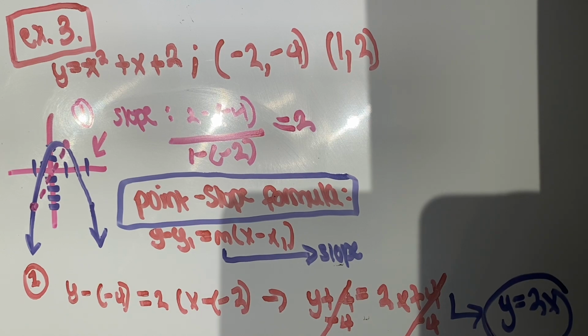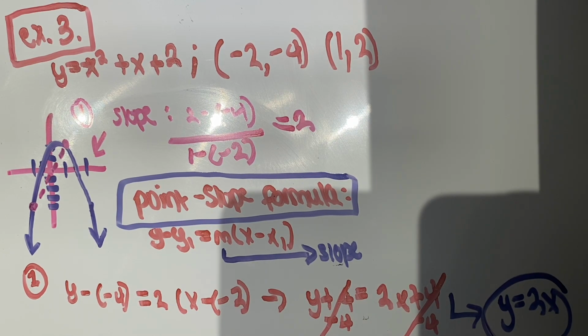And now let's look at finding the equation of the secant line that intersects the given points on the function. We are given the function y equals negative x squared plus x plus 2, with the given points negative 2, negative 4, and 1, 2. We are given a parabola graph opening down, and we must find the equation of the secant line.